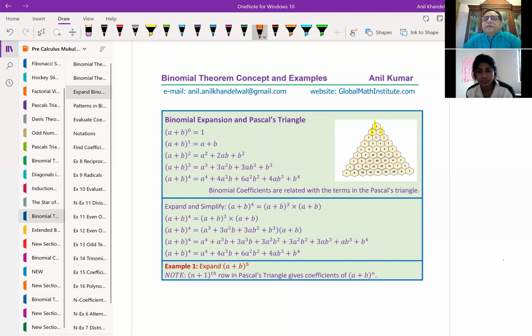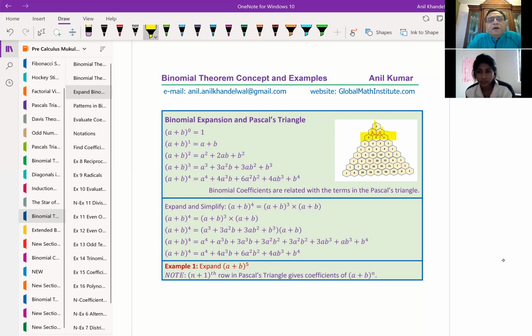center we basically add the above two numbers to get the middle number, correct? So that is how we expand, correct? So we get these terms in the Pascal's triangle. Pascal's triangle can help expand binomial expressions. Now, these terms which you see in between, they act as coefficients.